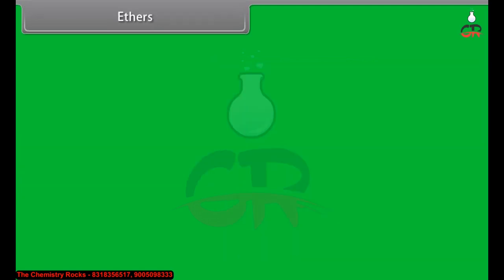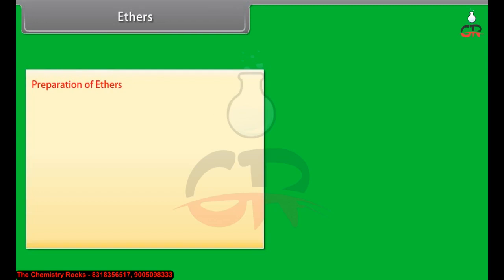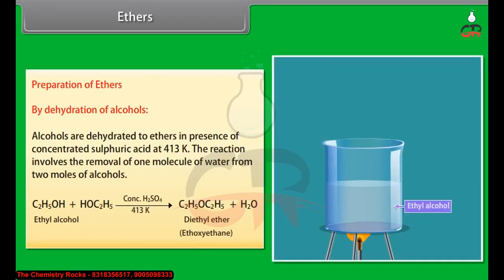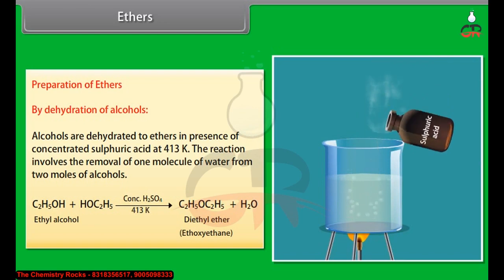Ethers. Preparation of ethers. By dehydration of alcohols. Alcohols are dehydrated to ethers in the presence of concentrated sulfuric acid at 413 Kelvin. The reaction involves the removal of one molecule of water from 2 moles of alcohols.